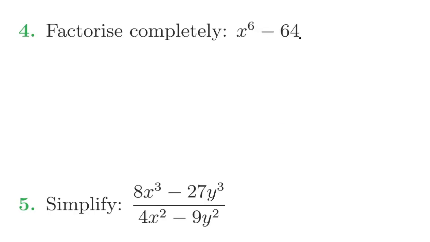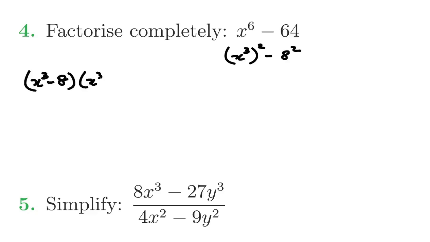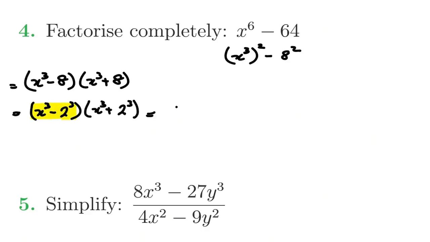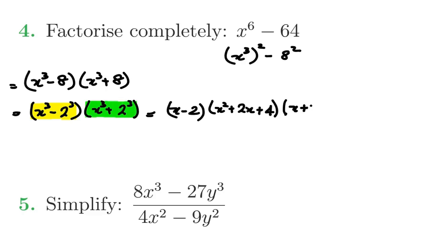I think we should first expand this using the difference of squares. So this is the square of x cubed minus 2 to the 6th power. Let's see it as 8 squared. By the difference of squares, we get x cubed minus 8, x cubed plus 8. Now we see 8 as 2 cubed. We factor the first one as x minus 2 and x squared plus 2x plus 4. For the second one, x plus 2.